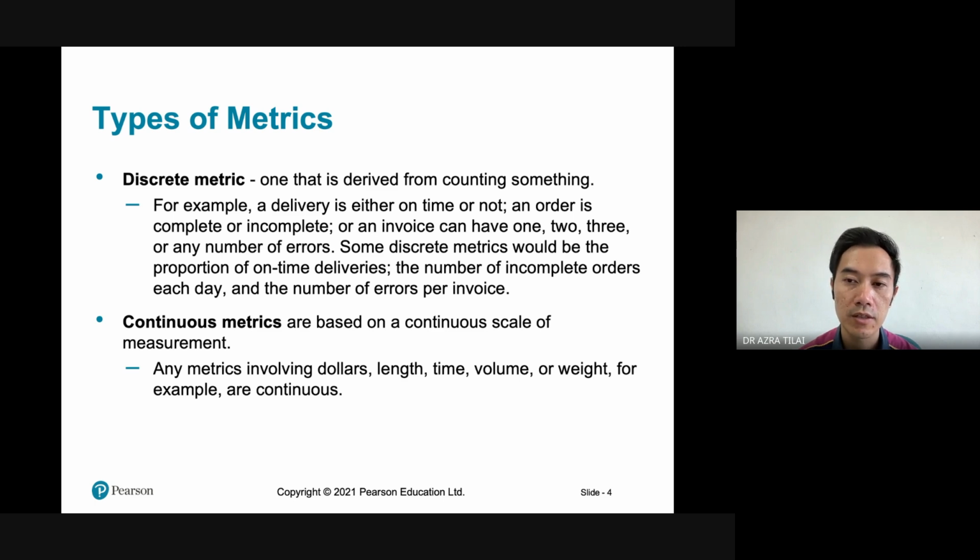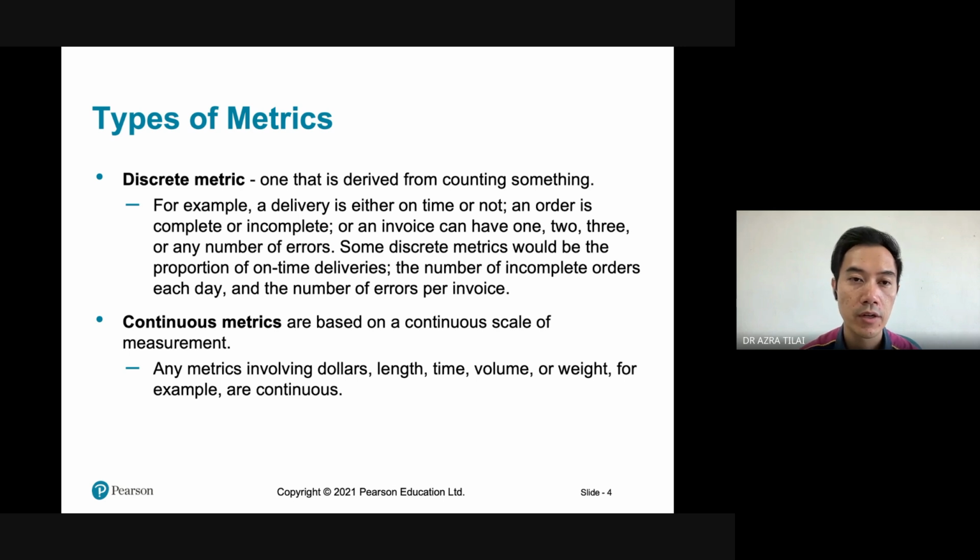So some discrete metrics would be in the form of proportion. Proportion meaning percentages. How many percent? 30%, 20%. Number of incomplete orders each day, so I can categorize it from Monday until Sunday. And the number of errors per invoice. So we will understand this by knowing the type of metric that is being used for the descriptive statistics.